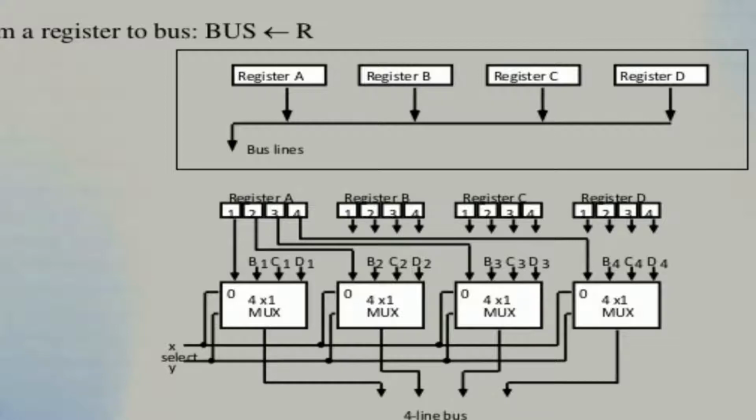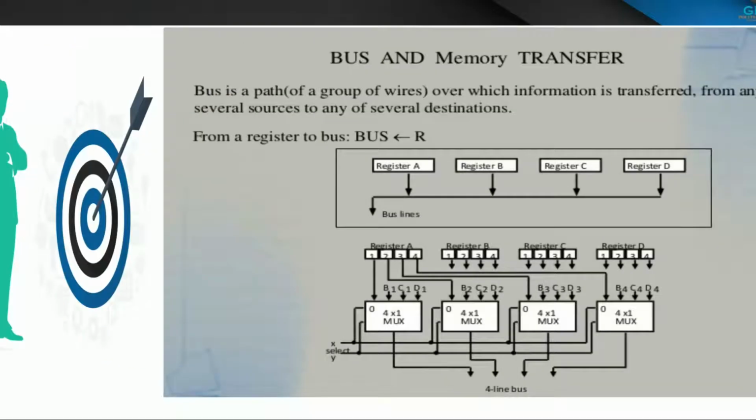So I will show the truth table of S1 and S0. Then based on S1 and S0, the register will be picked up by the bus and data will be transferred from one place to another place. This is the 4-bit register, 4 register common bus.